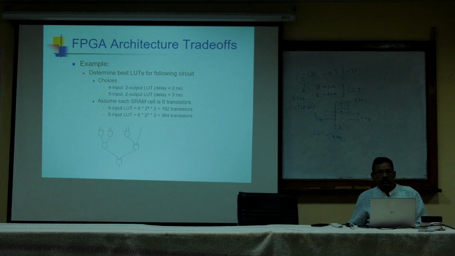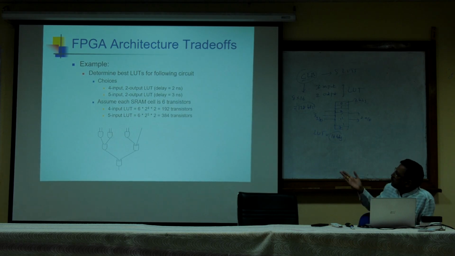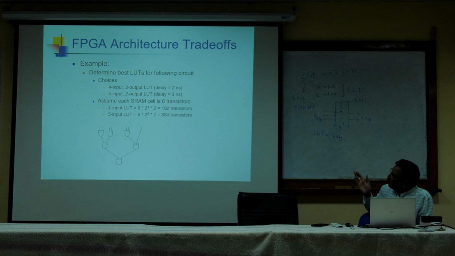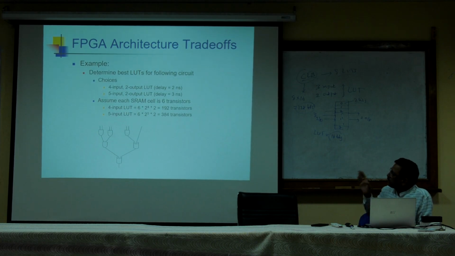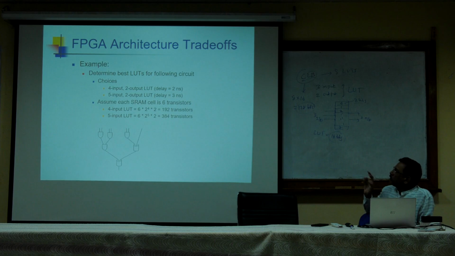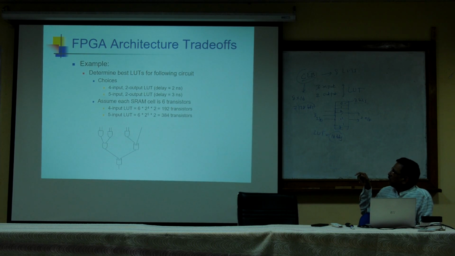If you see this question, a simple question: determine the best LUT for the following circuit. For the best LUT size, either we can go for a 4 input 2 output LUT or a 5 input 2 output LUT. Which one is best? There is a constraint also: the delay is 2 nanoseconds for the first and 3 nanoseconds for the second. 5 inputs are there, but the delay is more. The first has 4 inputs and less delay. Which one will you choose?